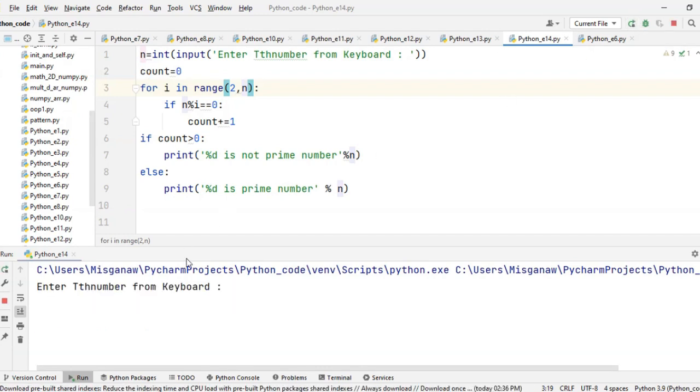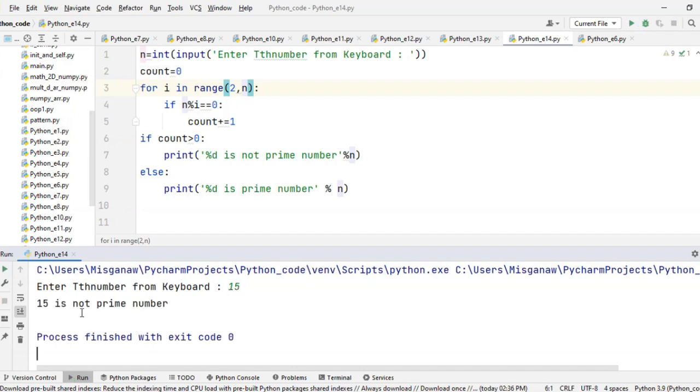Then what about, for example, 12, or what about 15? When we see 15 from the top, it looks like it is a prime number, but it's not a prime number because it is divided by 3 and 5 in addition to 1 and 15. So 15 is not prime number because we increase the value of count 2 times, when i is 3 and i is 5.